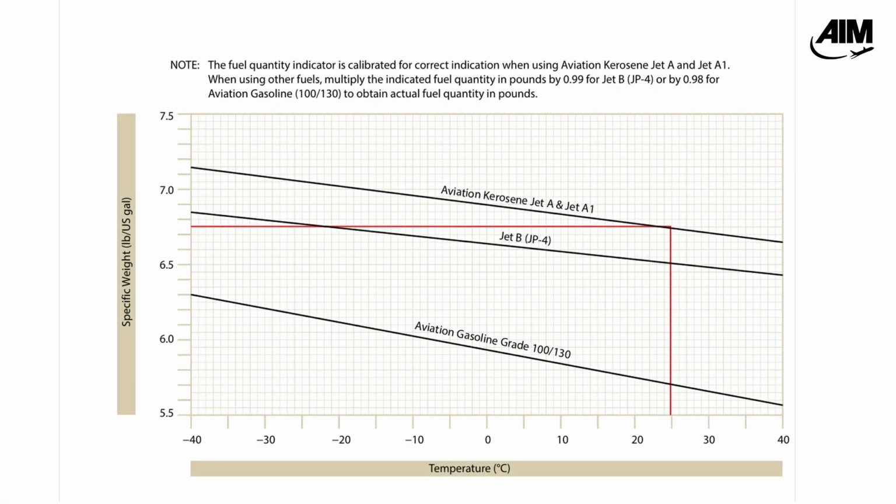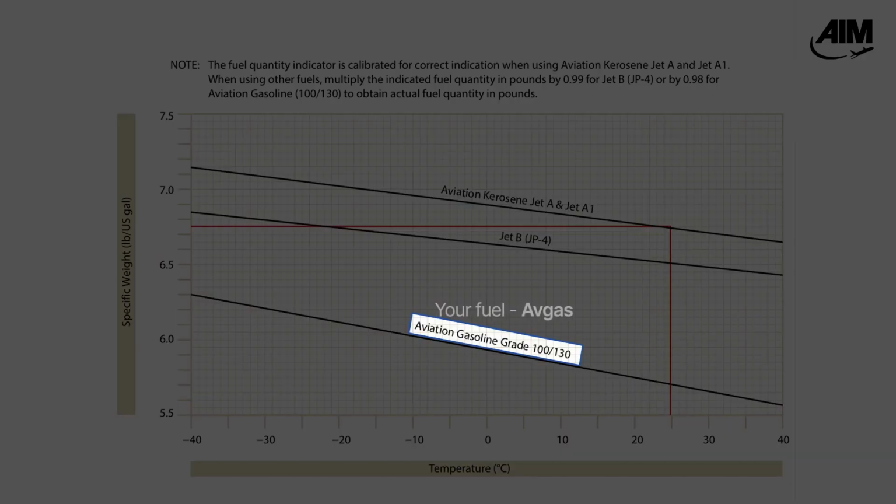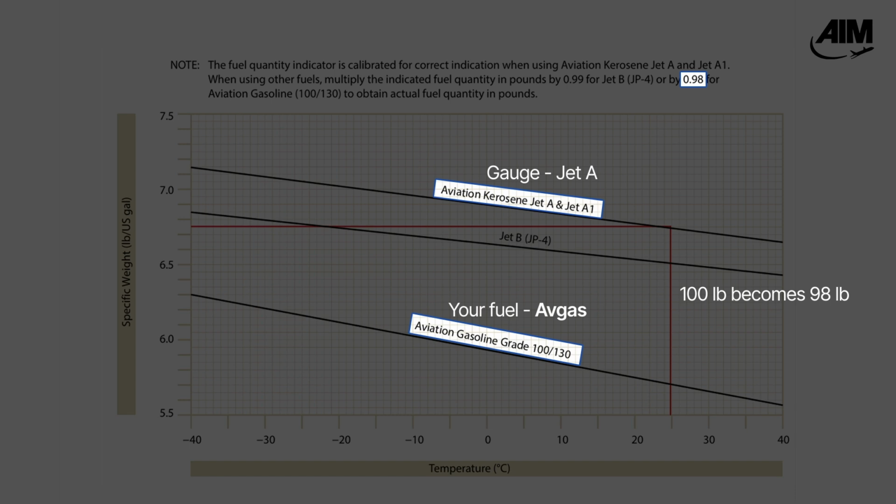Take this chart as an example. It shows how fuel weight changes based on temperature and fuel type. Imagine you're fueling with avgas, but the gauge is calibrated for Jet A. The correction table says to multiply by 0.98, so 100 pounds becomes 98.